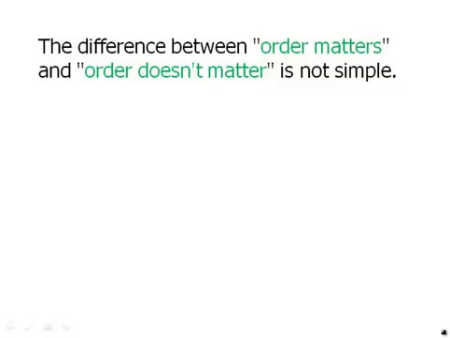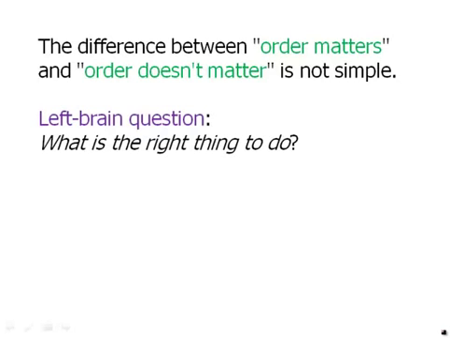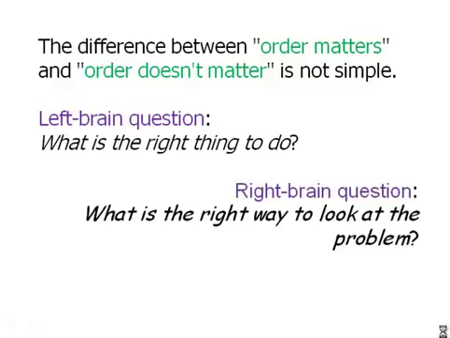And part of what's going on here, we need to talk about the brain for a second. The left brain, the very analytical, logical brain, is the side of the brain that is always asking, what's the right thing to do? And many people who are studying for the test just want to know, just tell me the right thing to do. That's the left brain question. The right brain question is, what is the right way to look at the problem? And if you're asking that question, well, once you find the right way to look at the problem, what you have to do is perfectly clear.